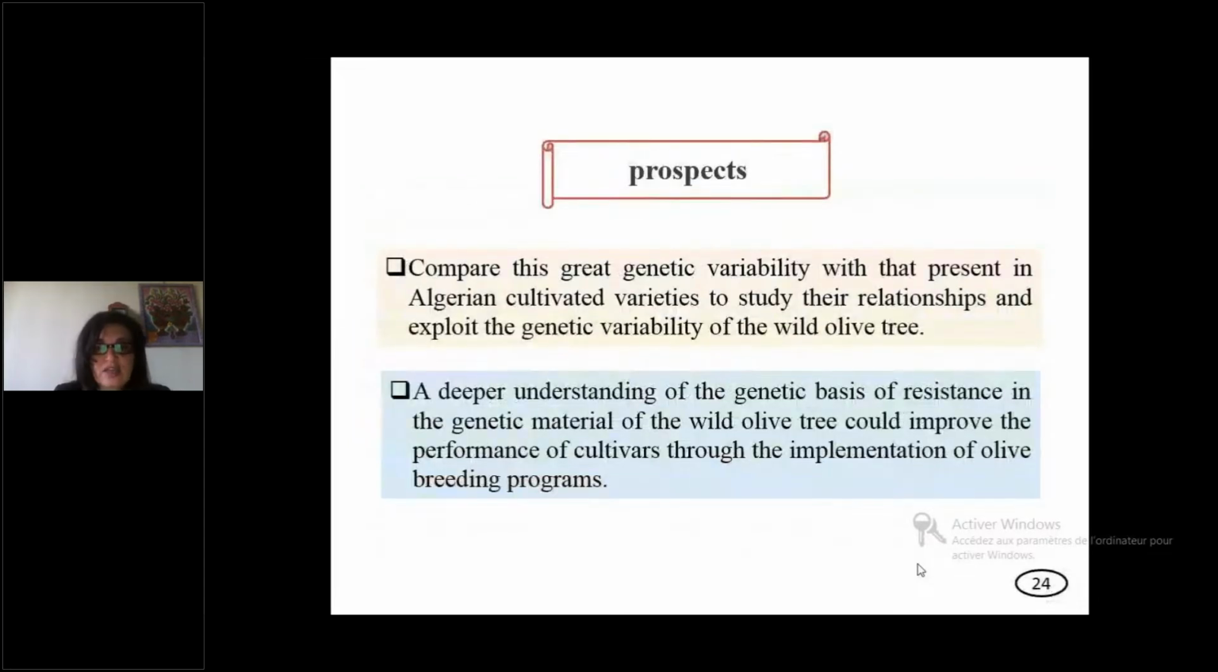In prospectus, the first is to compare this great genetic variability with that present in Algerian cultivated varieties, to study their relationship and exploit the genetic variability of the wild olive tree. The second is a deeper understanding of the genetic basis of resistance in the genetic material of the wild olive tree, which could improve the performance of cultivars through the implementation of olive breeding programs.